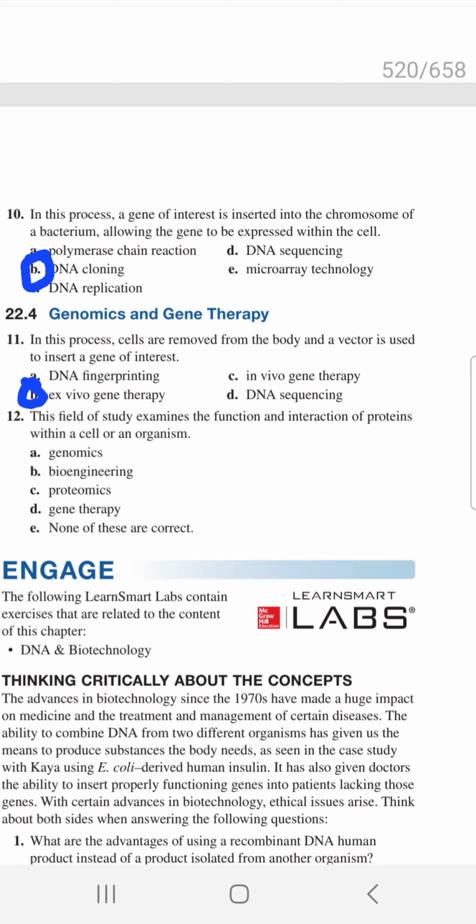Question number 12. This field of study examines the function and interaction of proteins within a cell or an organism. So proteins, not genes, not genomics, bioengineering. This one. Question number C.